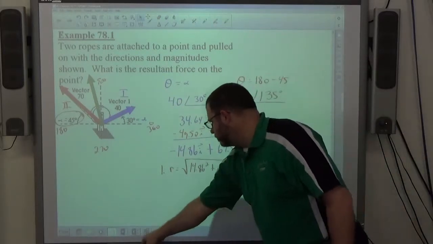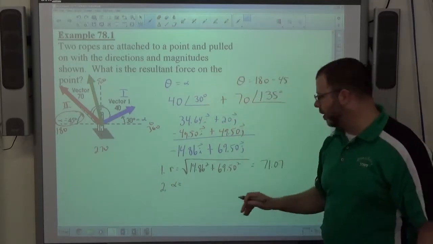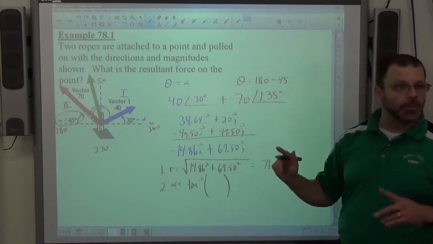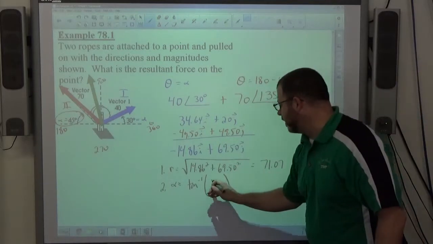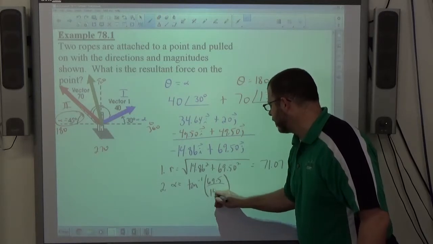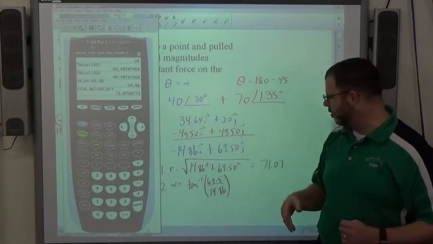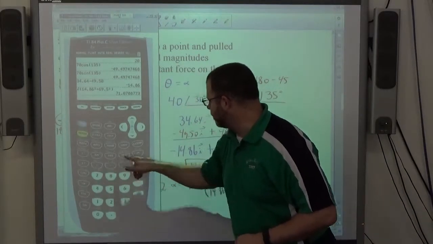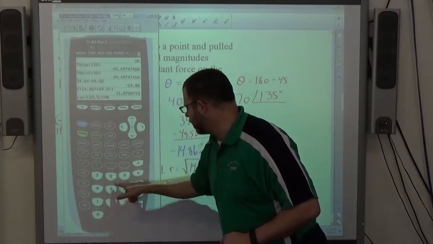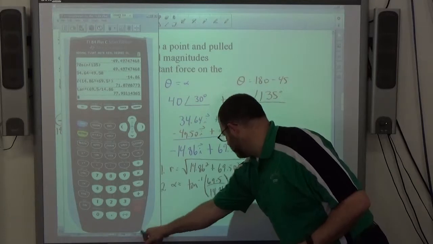Step 2. Alpha, the reference angle, equals the inverse tangent of the absolute value, so everything positive again, the i over the j, 69.5 over 14.86. Again, only positive numbers in this step because of the absolute value bars. So inverse tangent, 69.5 divided by 14.86 equals, comes out to 77.93 degrees.